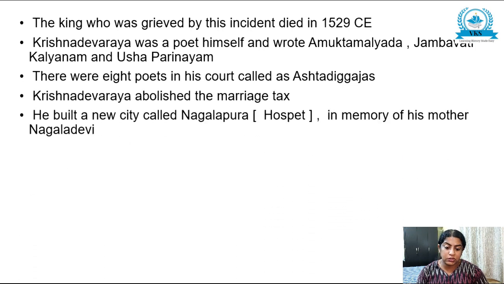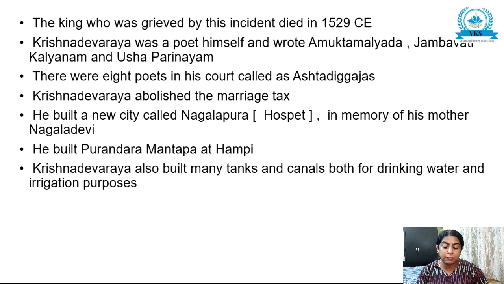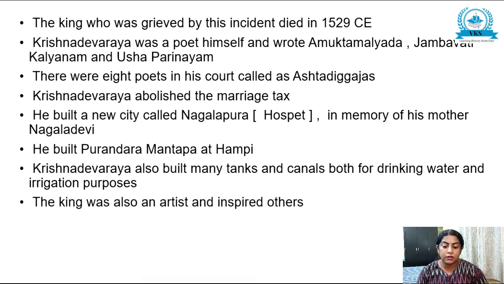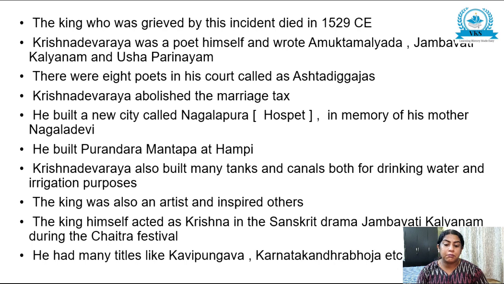Krishnadevaraya abolished marriage tax, and he built a new city called Naglapura, that is Hospet, in memory of his mother Nagla Devi. He built Purandara Mantapa at Hampi, and he also built many tanks and canals both for drinking water and irrigation purposes. The king was also an artist and inspired others, and the king himself acted as Krishna in the Sanskrit drama Jambavati Kalyanam during the Chaitra festival. He had many titles like Kavi Pungava, Karnataka, Andhra Bhoja, etc.